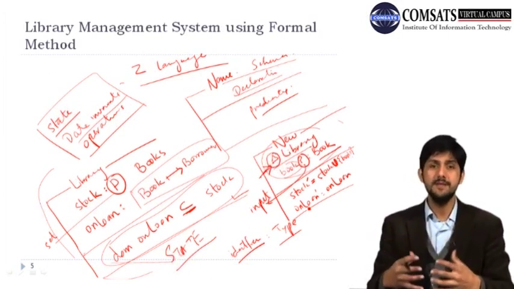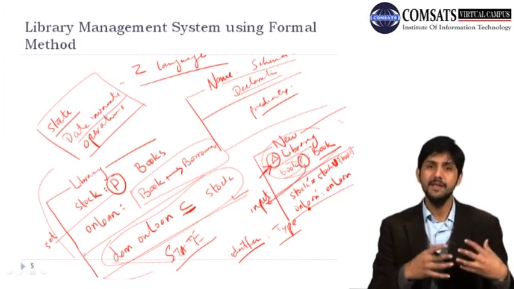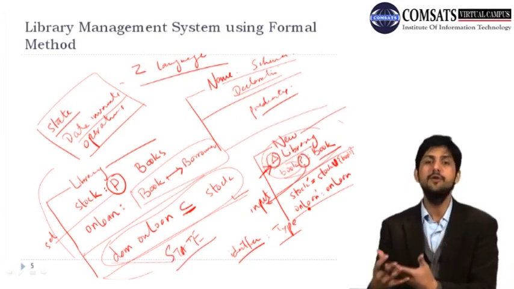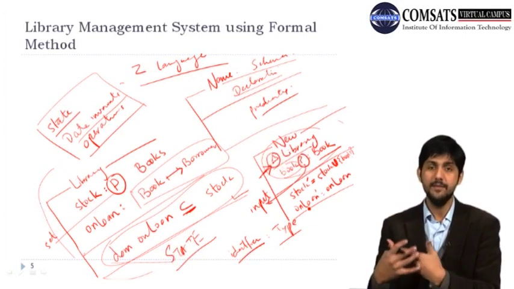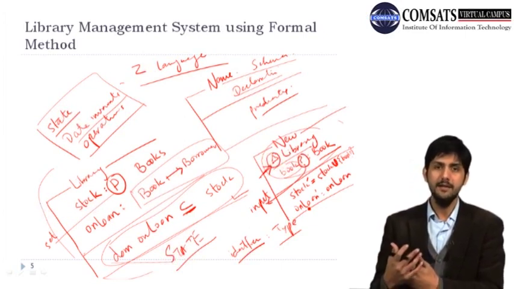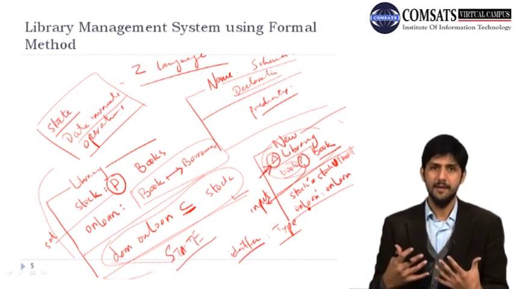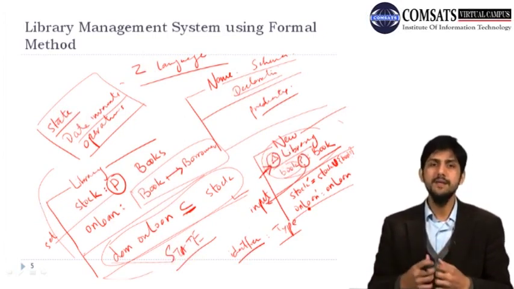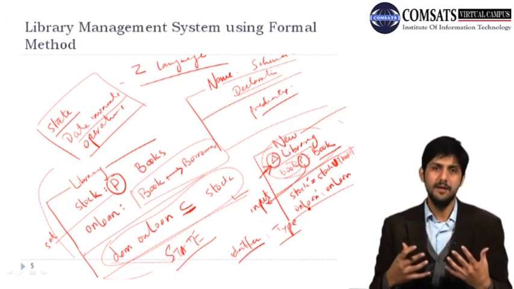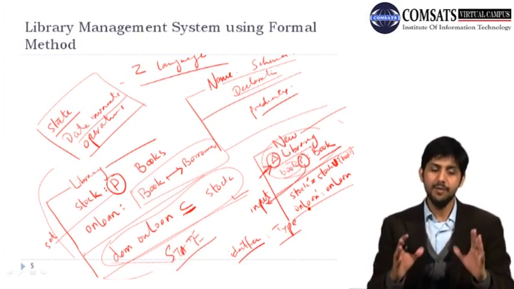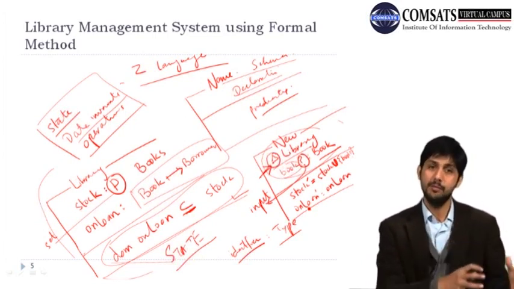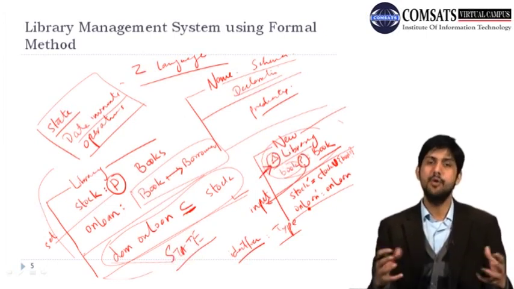Obviously, for a library management system, as I earlier said, we will never write specifications formally, because it is very time consuming, and it is not required for this kind of system, because this is not a critical system. Even if we have slight ambiguities or problems, we can fix them. But just for the sake of understanding, we model the same system using different formal methods, and we get different system models.